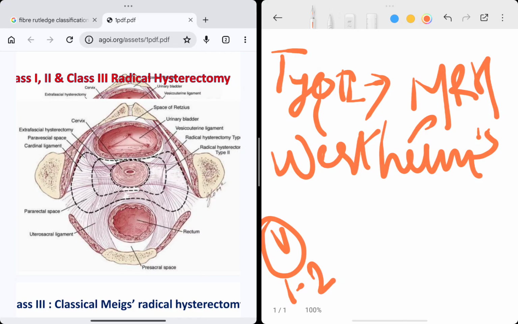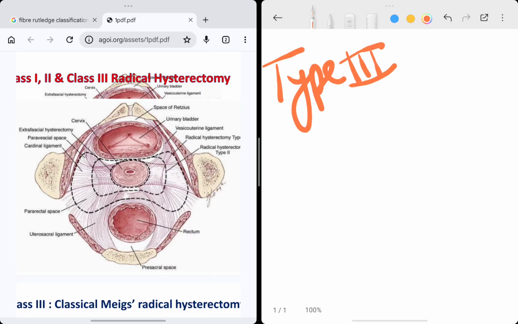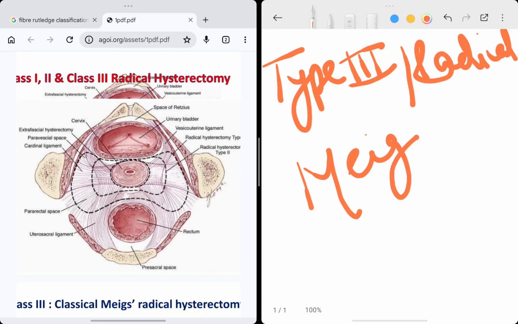Now the third hysterectomy is type 3. Another name of type 3 hysterectomy is radical hysterectomy. So here extensive surgery is done. So this is radical hysterectomy, also known as the Meigs hysterectomy. And here the upper 1/3 or 2/3 of vagina is removed, along with complete mobilization of the bladder. Bladder is completely separated from the uterus. The ureter is completely dissected until the entry into the bladder.